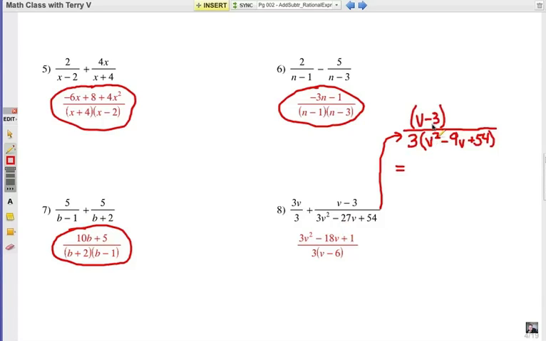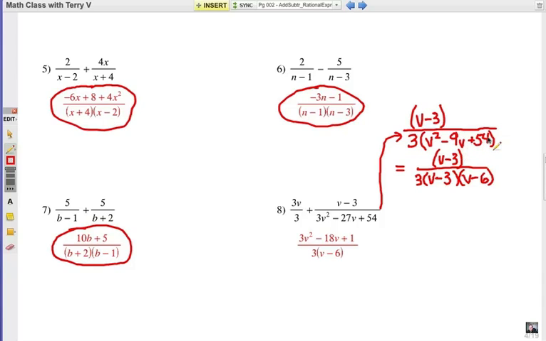So I have a v minus 3 binomial on the top, and I'm going to go ahead and pull out a common factor of 3 in the denominator, and that leaves me with v squared minus 9v plus 54, right? Well, as it turns out, that is factorable. So I have my numerator, v minus 3, and I have the 3 factor on the outside, but it turns out that that trinomial there can be factored as v minus 3 and v minus 6, okay? Because I have a middle term of negative 3v and negative 6v, which makes negative 9v.